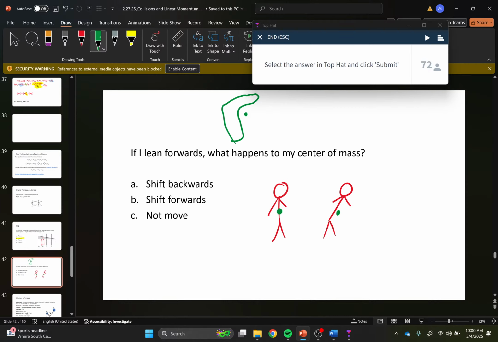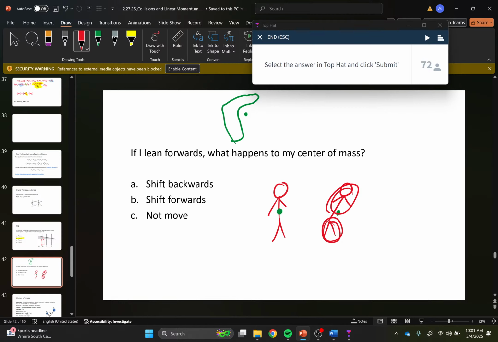So, that it's not on your body? Yeah, because it's like the center of all your mass. Sure. It's because some of your mass is down here and some of your mass is here. So it's going to be in between the two kind of blobs, and in between those blobs isn't actually on the body.